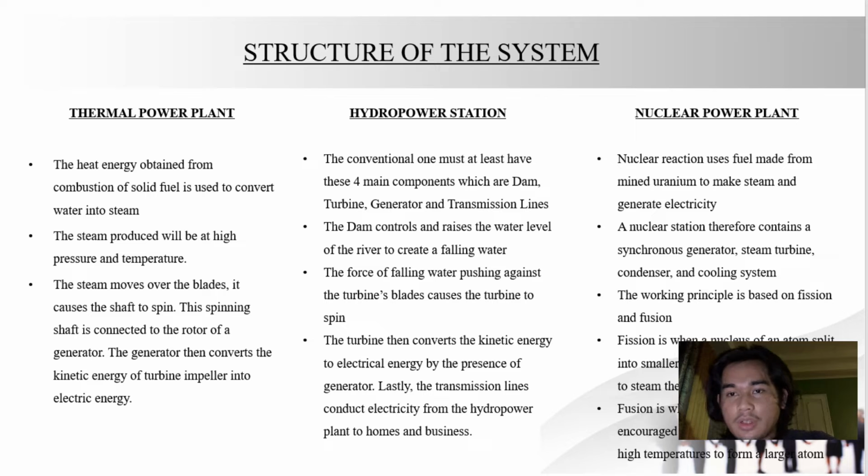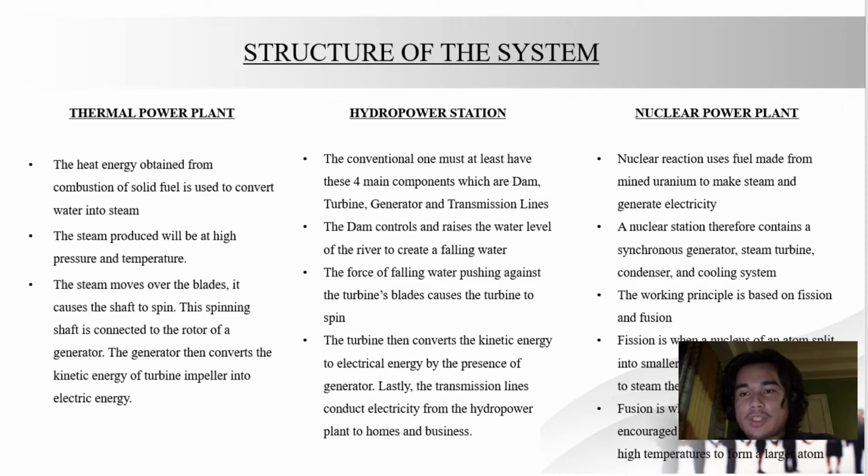Well, first, the thermal power plant. The heat energy obtained from the combustion of solid fuel is used to convert water into steam. The steam produced will be at high pressure and temperature. The steam moves over the blades and causes the shaft to spin. This spinning shaft is connected to the rotor of a generator, and the generator then converts the kinetic energy of the turbine impeller into electric energy.